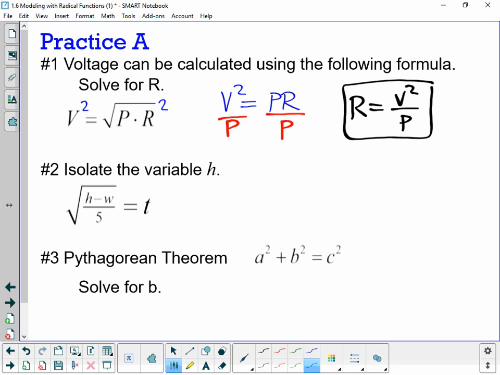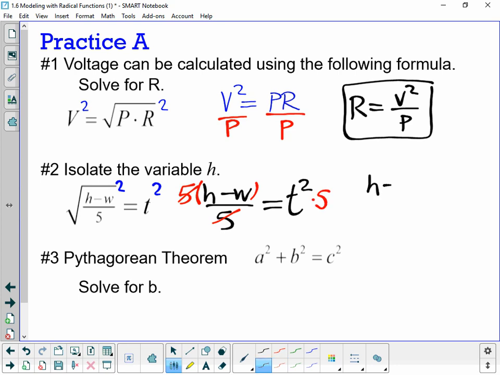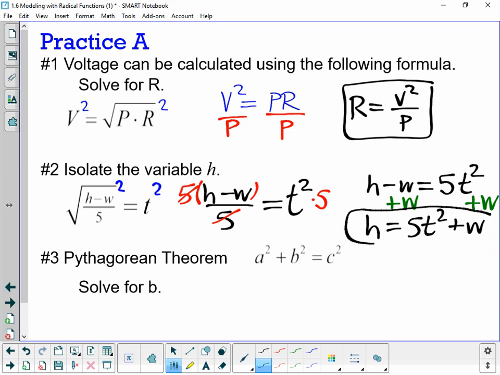This next one, square both sides again, because that radical is already by itself, ready to be squared. H minus W divided by 5 is now equal to T squared. We'll multiply both sides of the equation by 5. So we have H minus W is equal to 5T squared, and our last step here would be to add the W. So we have H is equal to 5T squared plus W.